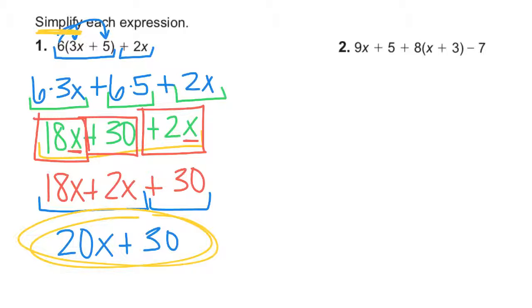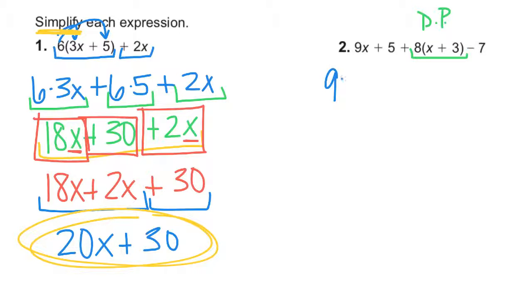Looking at our second example, we can see that we have 9x plus 5 plus 8 times, in parentheses, x plus 3 minus 7. Again, this looks like a lot, but just take your time with it. We're going to focus specifically on the 8 times x plus 3 because this is where we're going to use the idea of the distributive property. So now that we know we need to use the distributive property, we're going to go ahead and share.